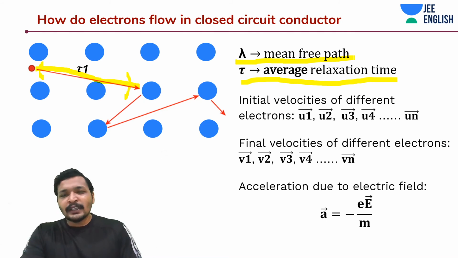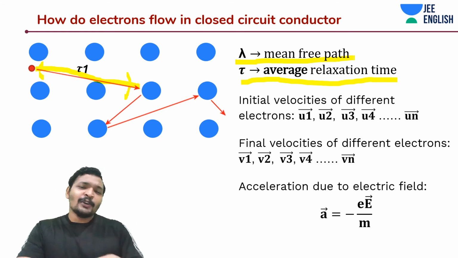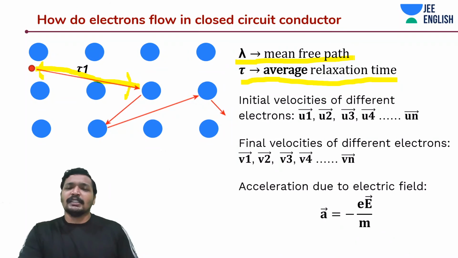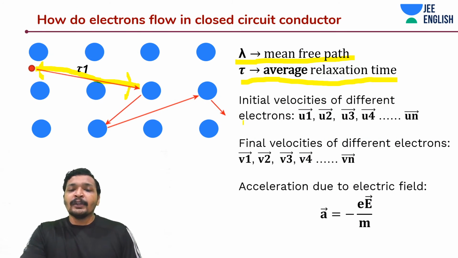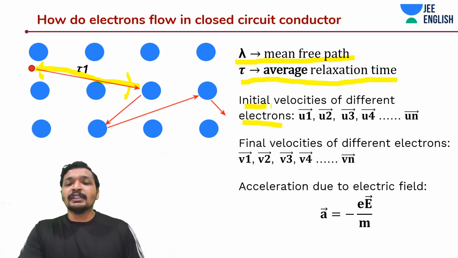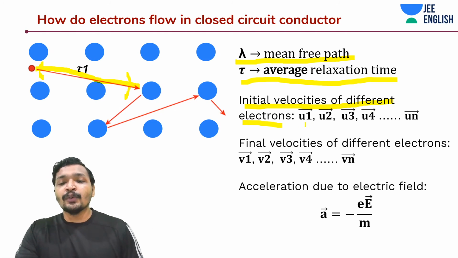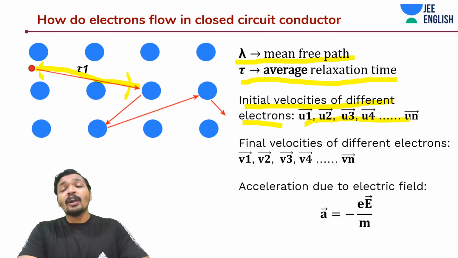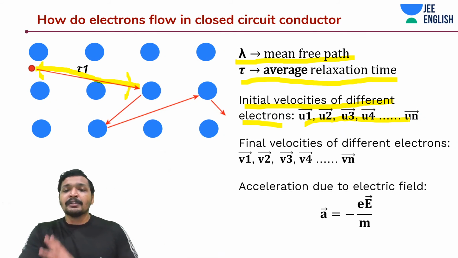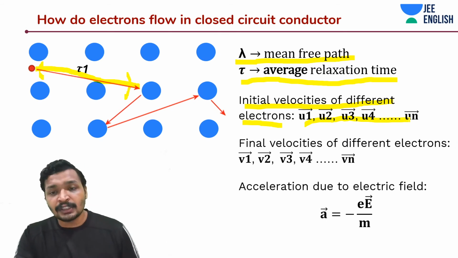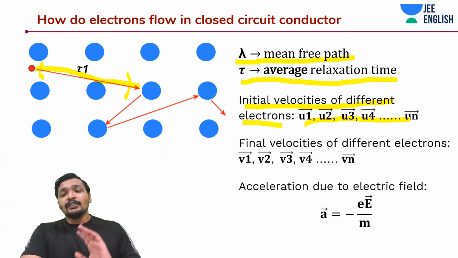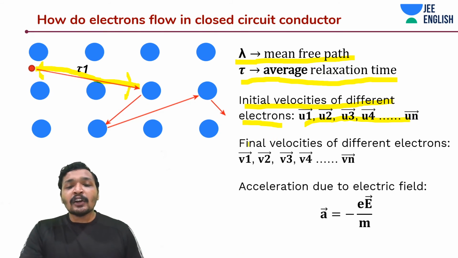Now we'll apply a little bit of kinematics and see how this works in our motion of charges concept. But before that we'll understand what is happening. We'll take the initial velocities of different electrons as u1, u2, u3, u4 and so on till un. So there are n number of electrons with different initial velocities. And the final velocities of different electrons are v1, v2, v3, v4, so on till vn.